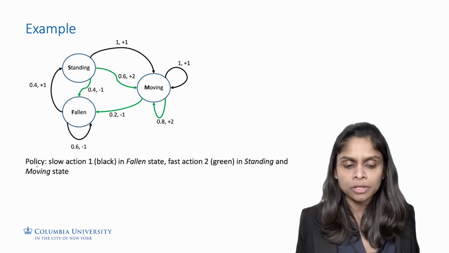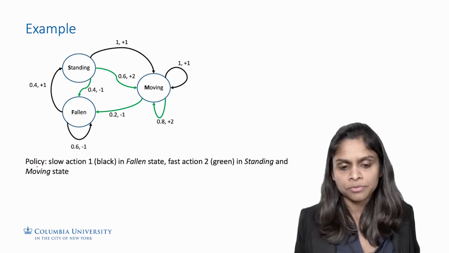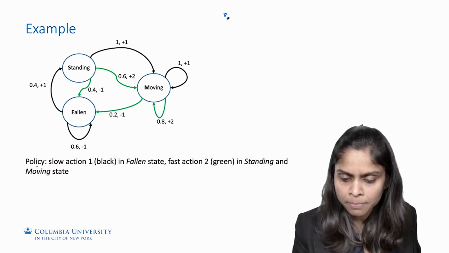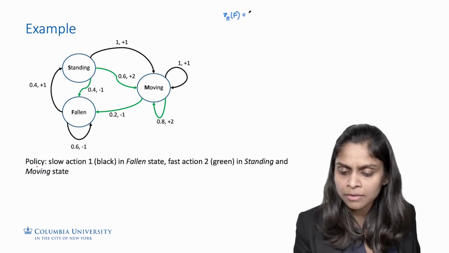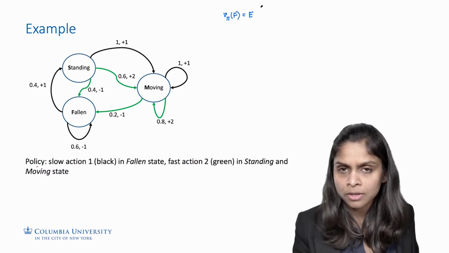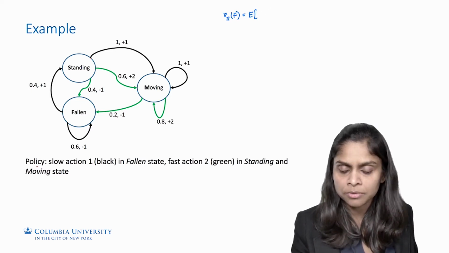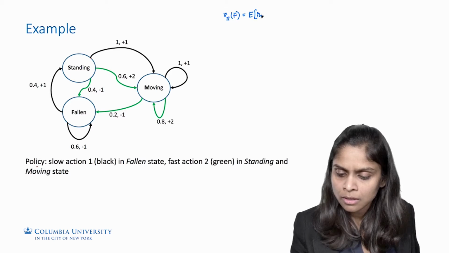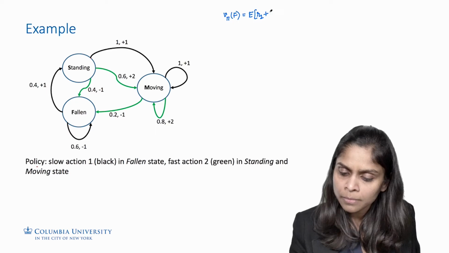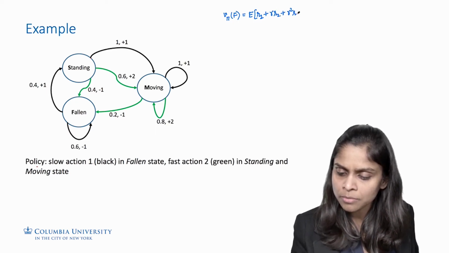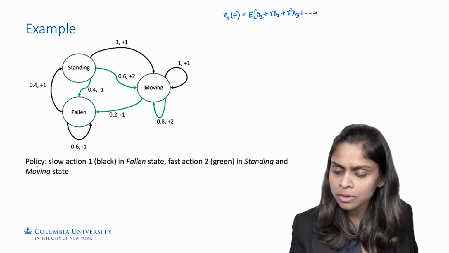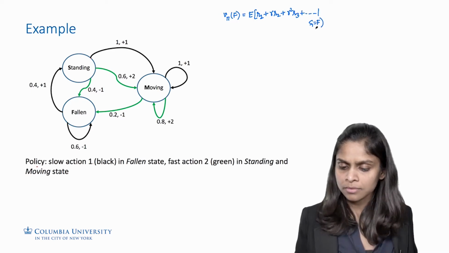So let's evaluate the value of this policy starting at the fallen state, that is V pi f. By definition, this is given by the expected sum of discounted rewards, that is, the expected immediate reward in stage 1, plus gamma times the reward in stage 2, plus gamma squared times the reward in round 3, and so on, given that the starting state is the fallen state f.